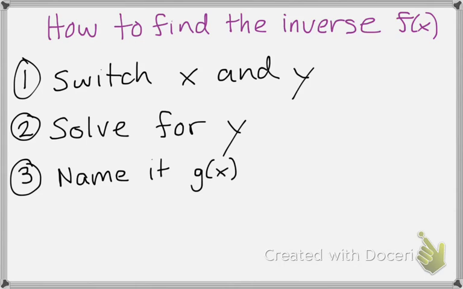Okay, now that we know what an inverse is and what they look like, let's talk about how you can find them algebraically. And it's really easy to do. The first step is to switch where x and y are in your equation. You do not change anything else. You literally just swap x and y. Then you solve for y, and then you have your inverse function, so you rename it g of x, or whatever you are asked to name your inverse function.